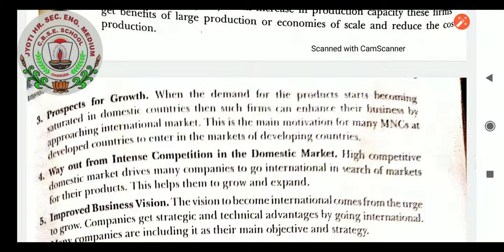Prospect for growth. When the demand for the products starts becoming saturated in domestic countries, then such firms can enhance their business by approaching the international market. This is the main motivation for many MNCs from developed countries to enter the markets of developing countries. So there is a prospect for growth, students, that when the demand for the products starts becoming saturated in domestic countries, such firms can enhance their business by approaching the international market. This is the main motivation for many MNCs.